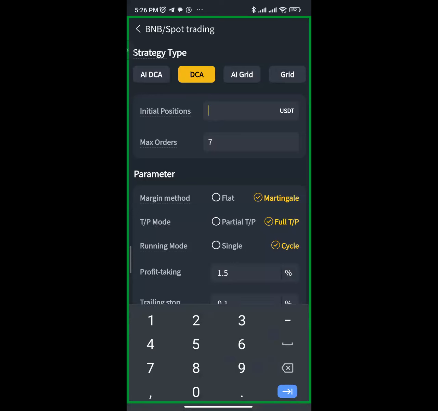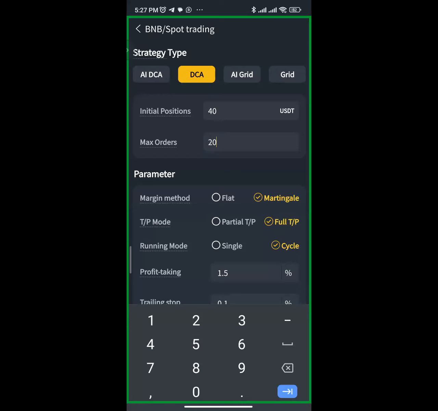Depending on how much you have, I could start with 40. If I do 40, then my max order I could go for 20. Are you seeing what I'm doing? Because I want to pick my profits from every corner of this market. I don't want to lose. I want to make money in the dip. I also want to make money while it is rising. So you see, the initial position is 40. Maximum order is 20.